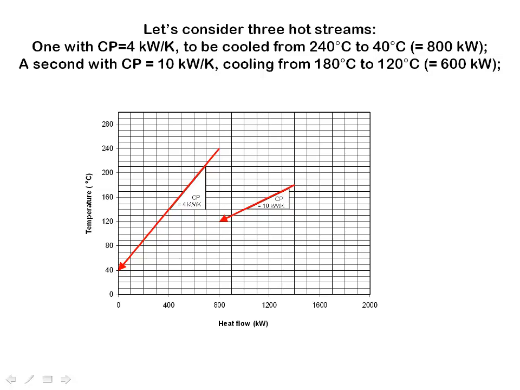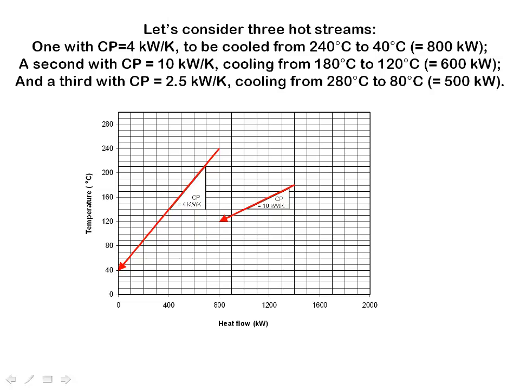and its slope being indicated by the flowing heat capacity, where the slope is equal to 1 over the flowing heat capacity. And as we've said many times, a larger flowing heat capacity means a smaller slope, because it means a smaller temperature change for a given amount of heat loss or gain.